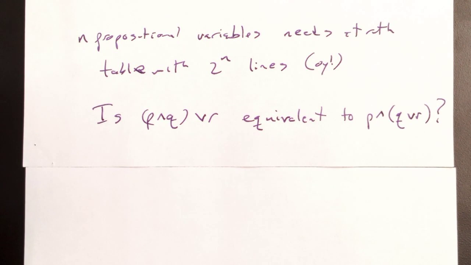A legitimate question. I have P and Q or R. Do I need the parentheses? Why? That was what we said should make a difference. Does it make a difference? Let's find out. Are these two equivalent? The only way I'm going to find out is to make a freaking truth table.